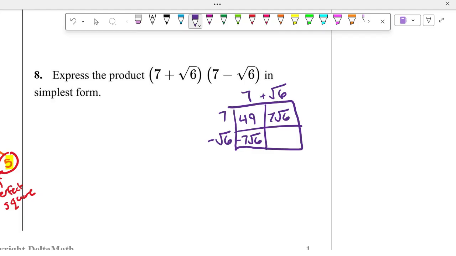Negative square root 36, which is what? Negative 6. Because it would be negative square root 36. Negatives on the outside. If it was on the inside, then we take an i out. So if I combine like terms right here, what happens to those two? They cancel. So this would be 49 minus 6, which is just what? 43.